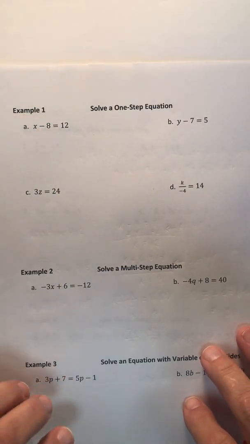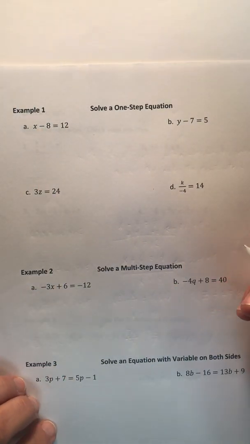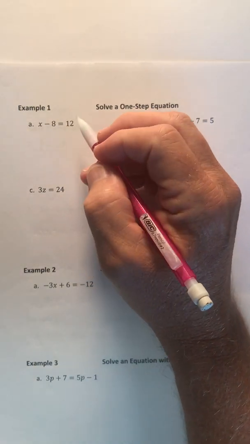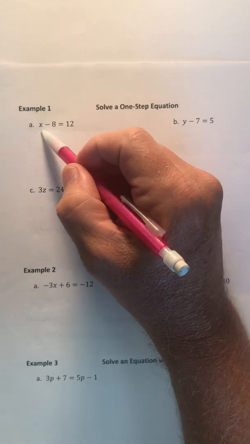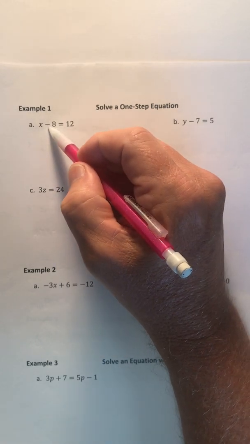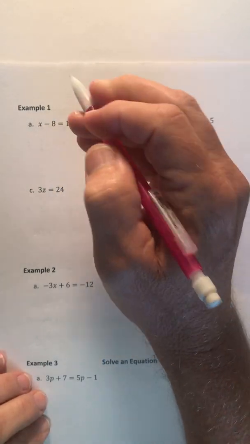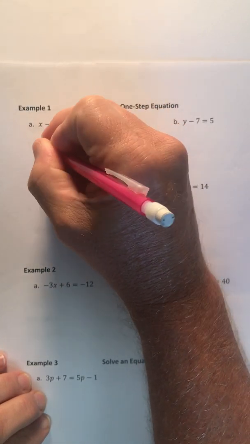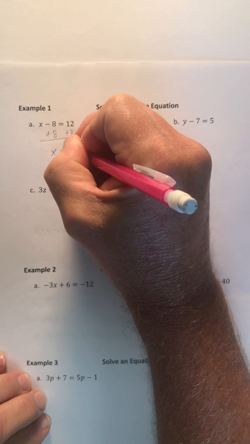These, everybody should be able to do. These are the one-step ones. All right, so the first one, we got x minus 8 equals 12. Again, asking those 3 questions. What's the variable? It's x. What are we doing to it? We're subtracting 8. What's the opposite? Adding 8. So we would add 8 to both sides and get x equals 20.